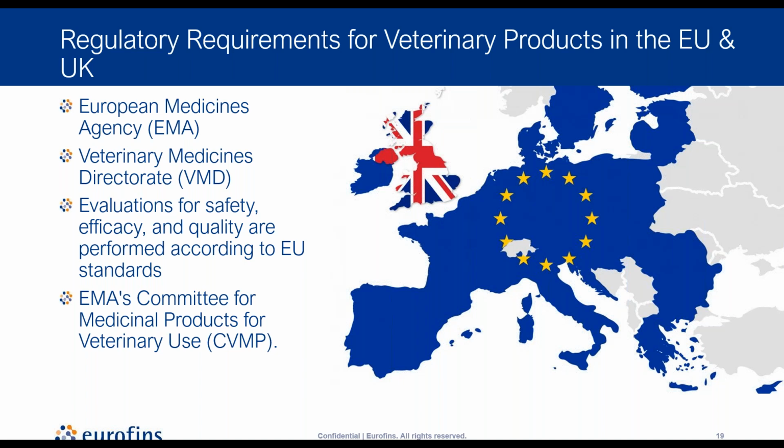In order to be approved for use in the EU, a veterinary product must meet these standards and undergo a thorough assessment by the EMA's Committee for Medicinal Products for Veterinary Use. That's the CVMP. The CVMP weighs the benefits of a product against its potential risks and makes recommendations to the European Commission, which ultimately decides whether to grant the marketing authority. Compliance with these regulations is critical for companies that manufacture and sell veterinary products in the EU.